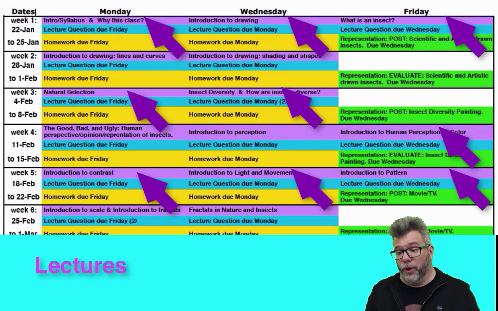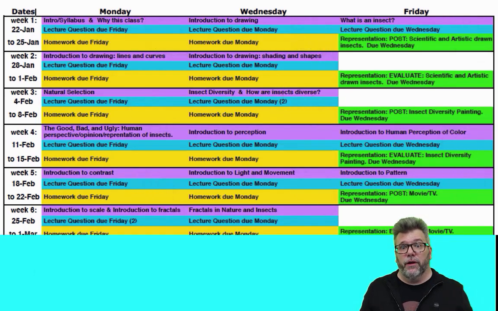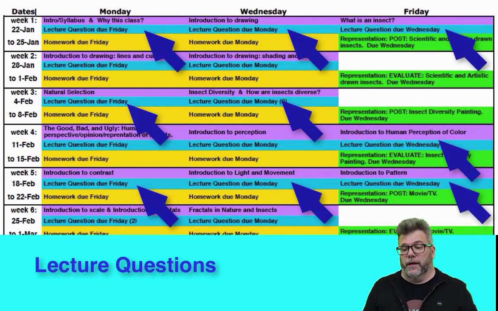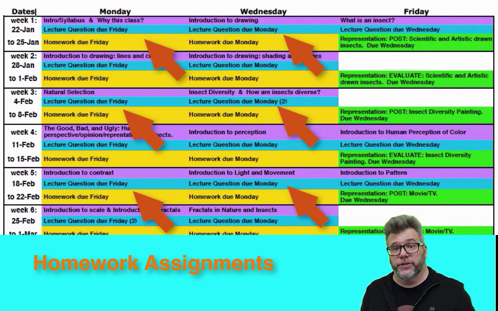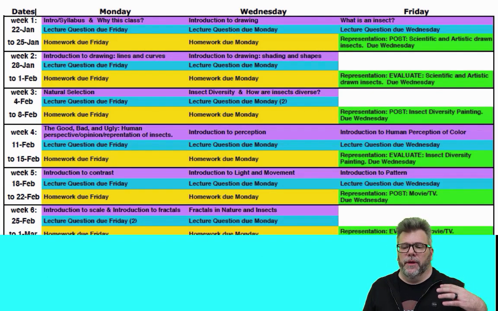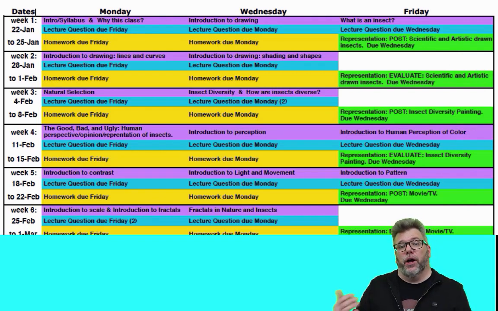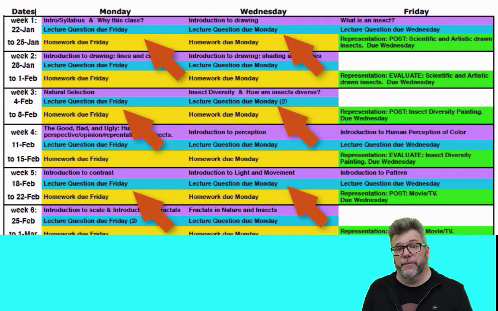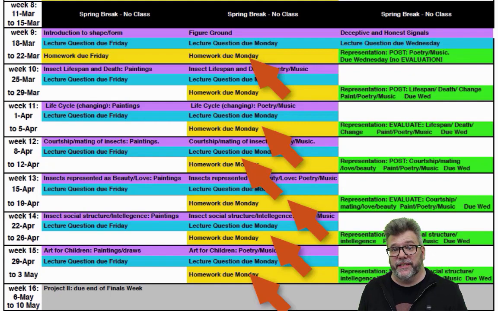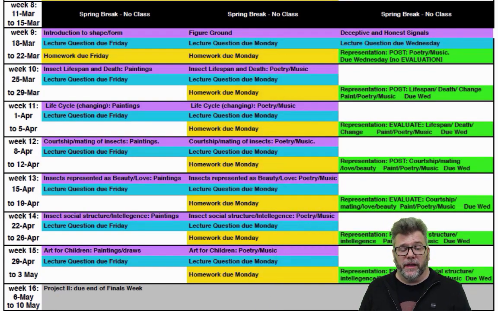The lectures are there in purple. All of the questions that then follow those are in blue. All of the homework assignments are in orange. And then the post and evaluations that you'll do for the different kinds of art that we'll talk about are all in green. And if you see that structure, you go, hey, look, all the green stuff is on Friday. Essentially, for the first half of the course, all the homework assignments are on Monday, Wednesday. The last half of the class, they're just on Wednesdays. So that's a real bonus in the way that we sort of structured the class.